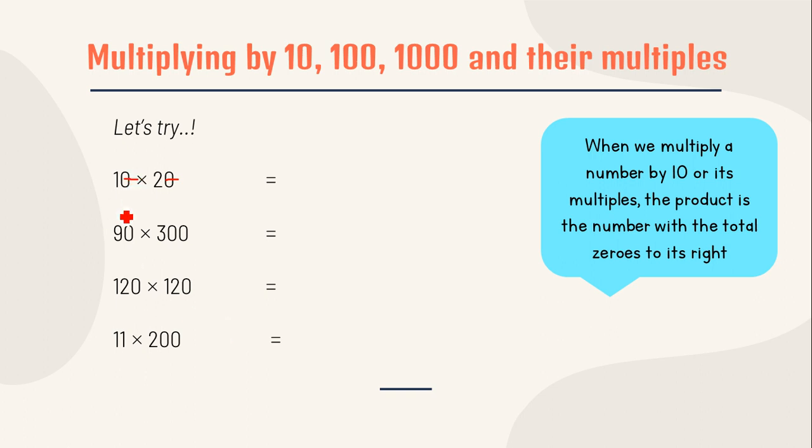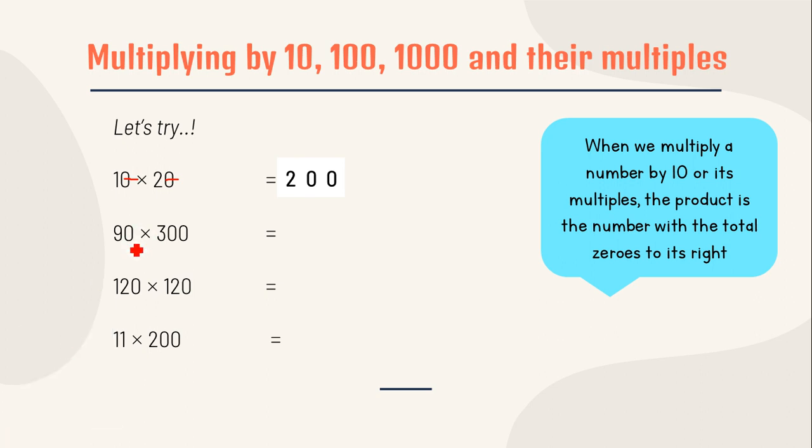So 10 times 20, set aside the zeros. So what we're going to have is 1 times 2 equals 2. And then how many zeros we have? How many zeros that we have set aside? 2. 1, 2. So 10 times 20 is 200. Okay? Go to the next one.